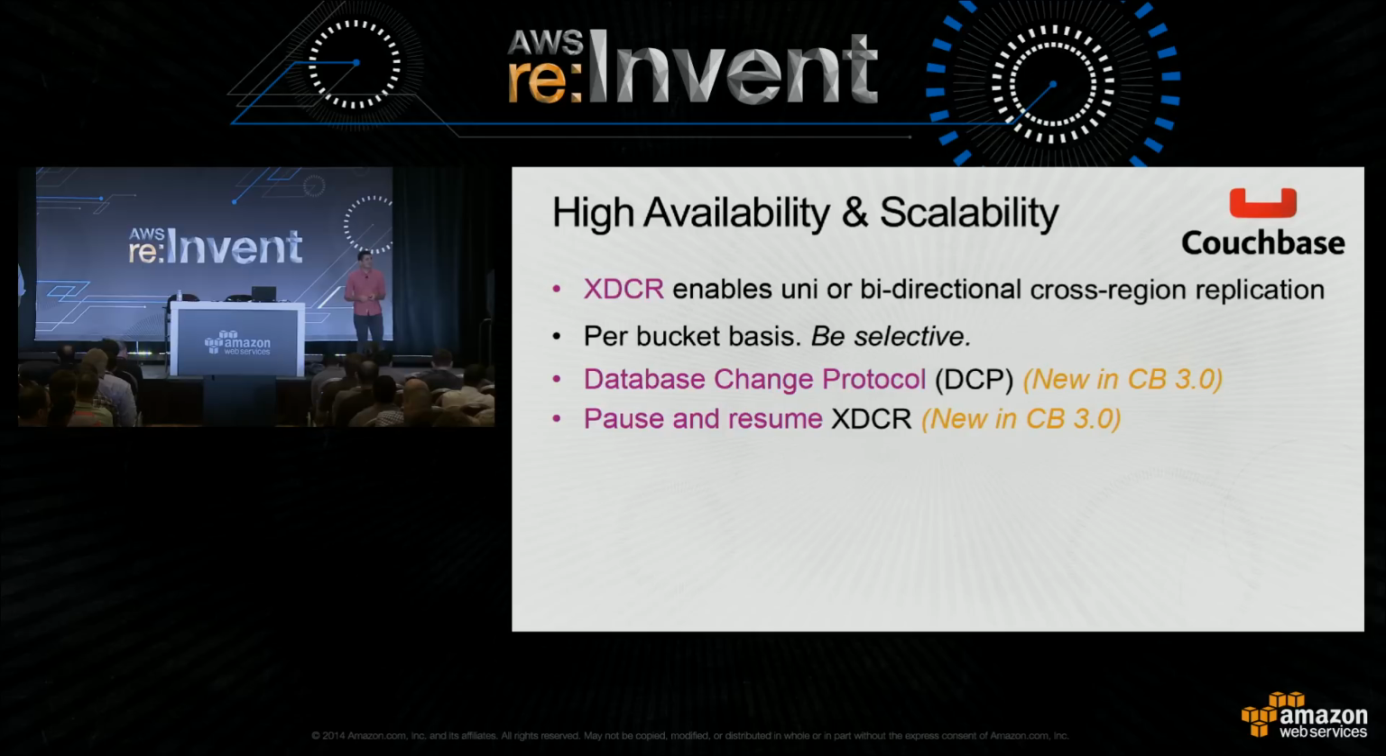There are some new features in Couchbase 3.0, notably the Database Change Protocol. It's a streaming data protocol that doesn't have to persist the data to disk first, so it operates entirely in memory. That means you can replicate changes faster, and when you replicate changes faster, there's less chance for data loss and higher performance. So DCP is a great new addition in Couchbase 3.